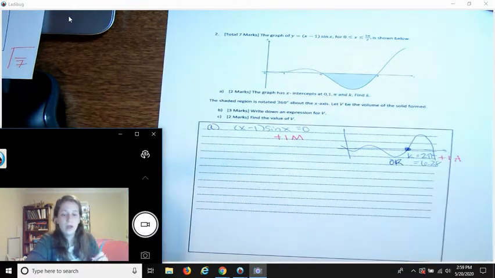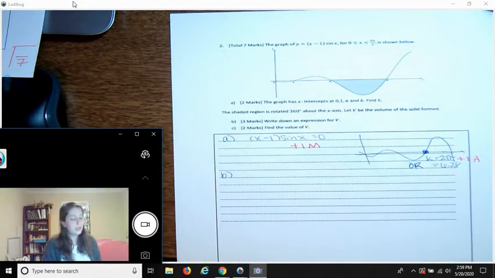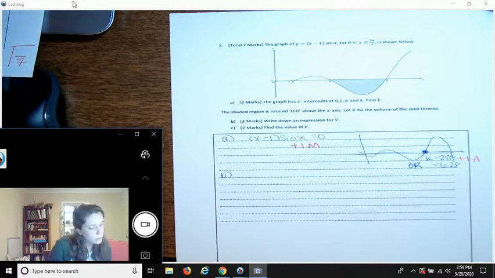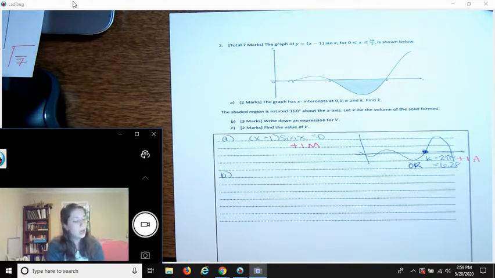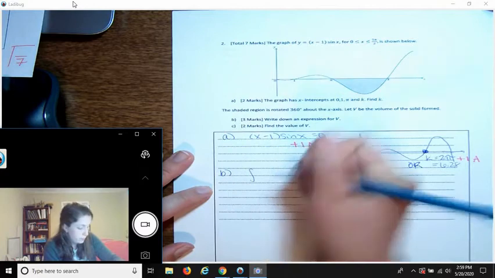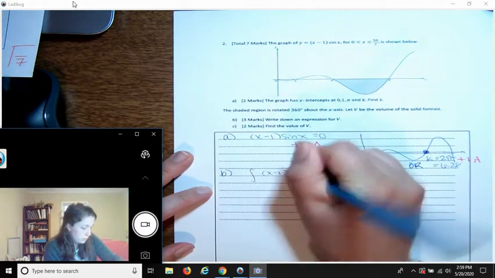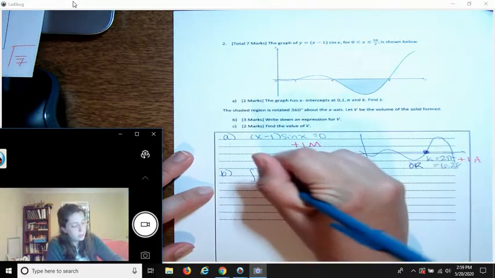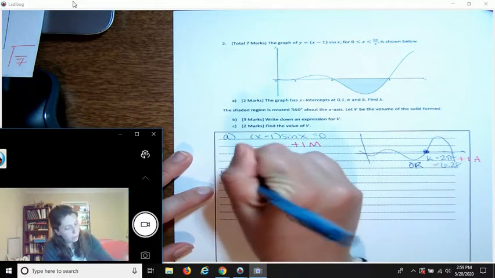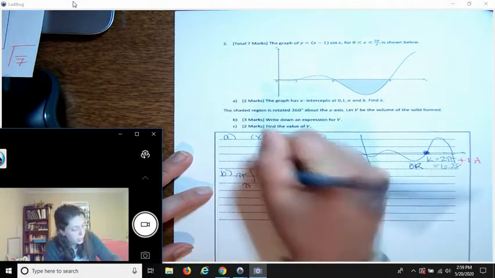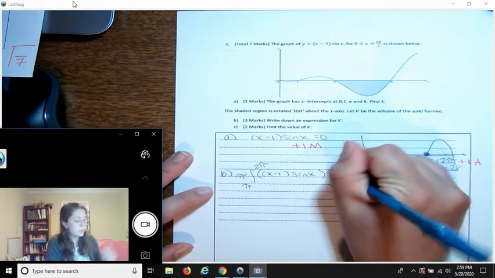Okay. Then, oops, wrong cap. Then part B says write down an expression for V. Hold on. The shaded region is rotated 360 degrees around the x-axis, and V is the volume of the solid formed. Write down an expression for V. The shaded region specifically. So we're going to integrate the function given, and we want to square it. We want to put pi out front, and we're going from pi to 2 pi. That's our domain. And it's with respect to x.